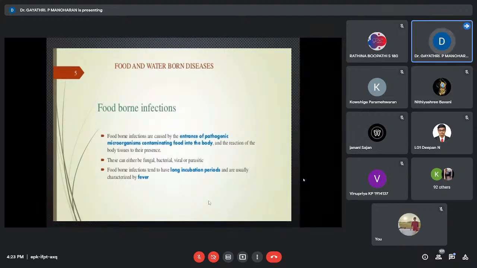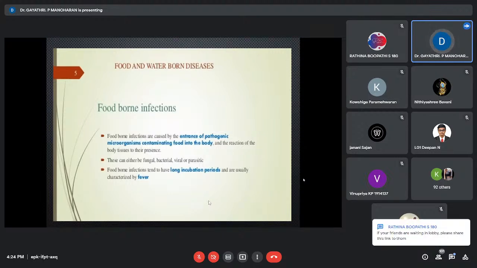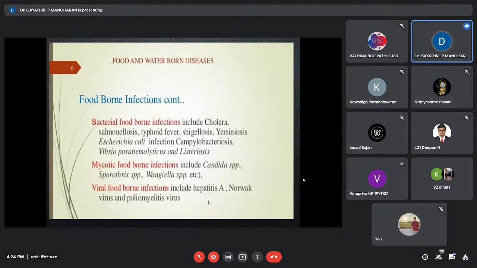Always, Newton's third law, is there not? There is a reaction. If there is an action, there will always be an opposite reaction. The same way, our body will react against the pathogen. So these can be either fungal infection or bacterial infection, viral or parasitic infection. So many organisms are responsible for foodborne infection. Foodborne infections tend to have a long incubation period, usually characterized by fever. We may get fever. The first sign or symptom that our body produces to indicate that we are suffering from something is called fever.